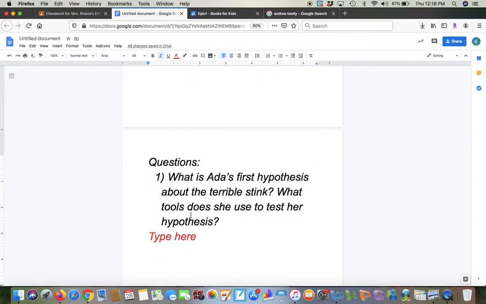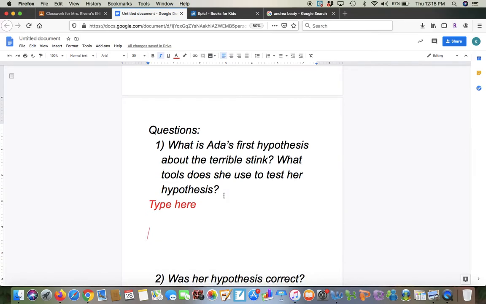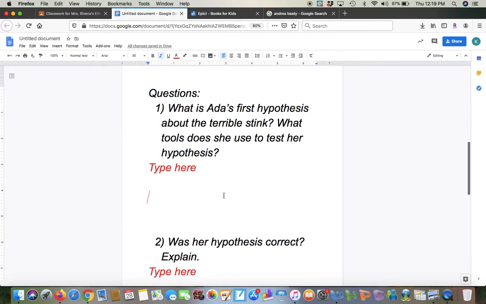So now that we know what a hypothesis is, Ada is going to make a hypothesis. And her first hypothesis is about a terrible stink, like a smell. And we need to know what her first hypothesis is, what her first guess about it is. And what tools does she use to test her hypothesis? So we'll figure that out as we read.